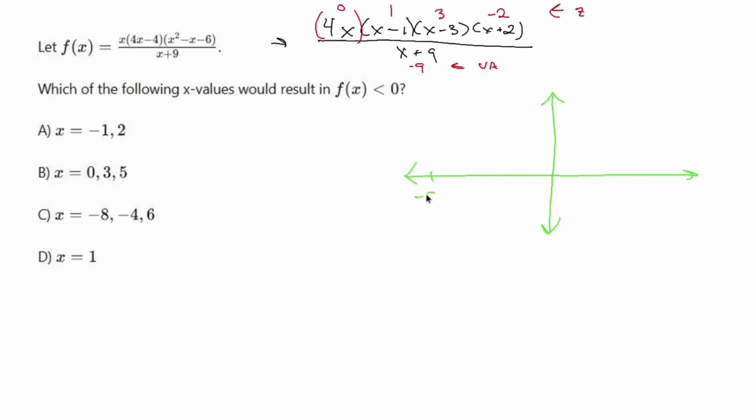We have negative 9 over here, your vertical asymptote. Okay, we have negative 2 over here, we have 0 over here, we have 1 right here, and we have 3 right here. Okay, that's the information that we have so far. I can get more information, though, as to what this graph is going to look like.